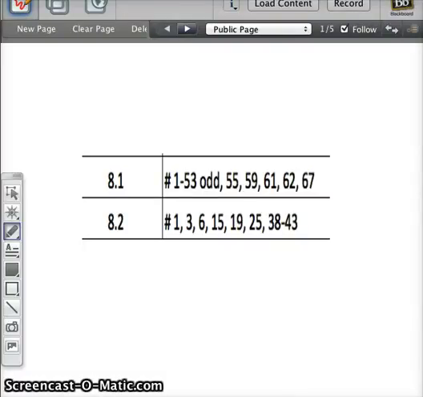Students, here are the directions for the assignment for 8.1 and 8.2. Notice the assignment here on the screen. Let's look at 8.1.